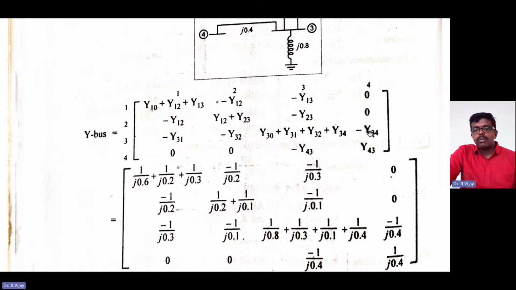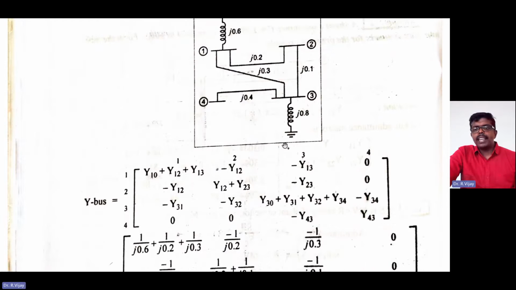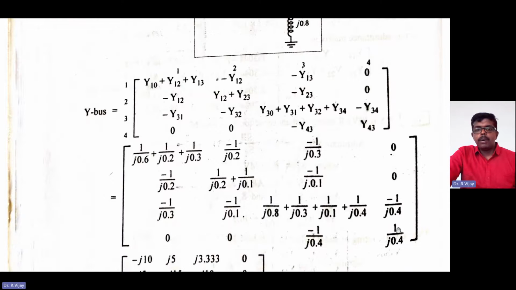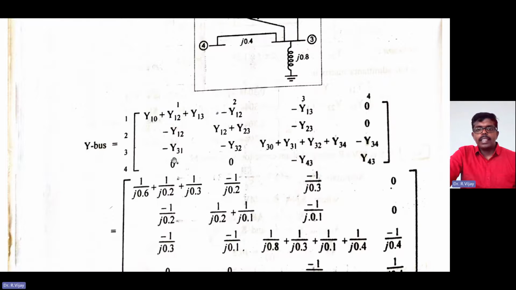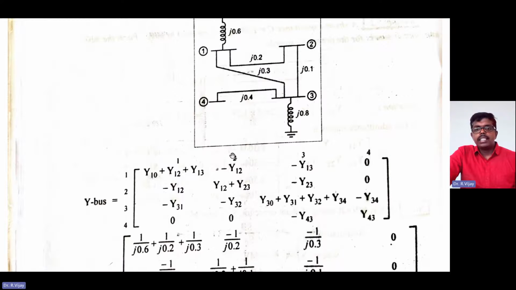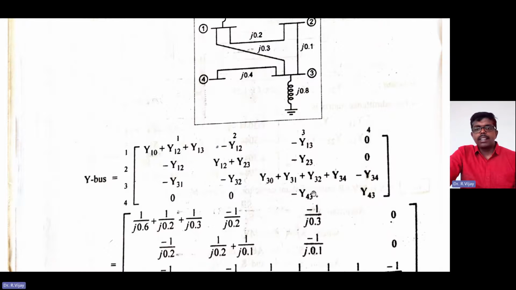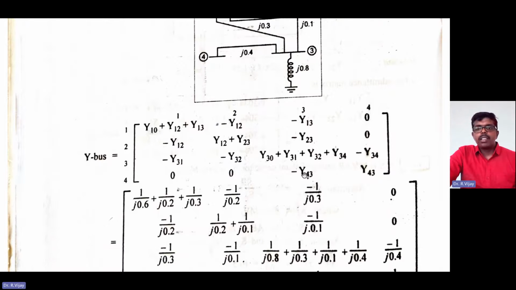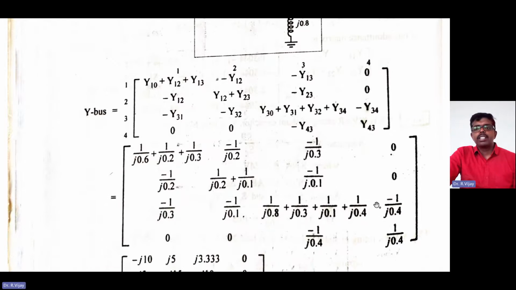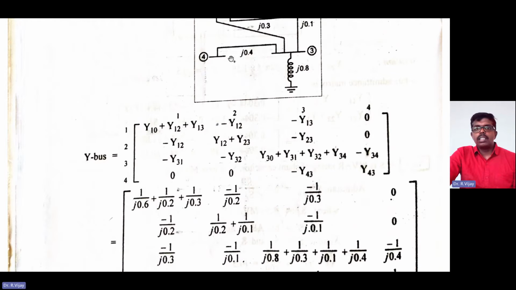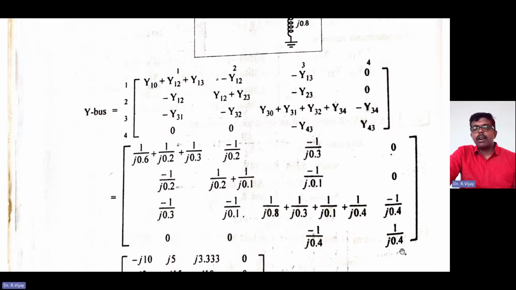Next Y34, which is 3 to 4, is minus of 1 divided by j into 0.4. Here no connection: Y41 is no connection, and 4-2 also no connection. Minus of Y43 and minus of Y34 are almost the same, so write the same thing. Next Y44. Y44 is only one, it is j into 0.4.